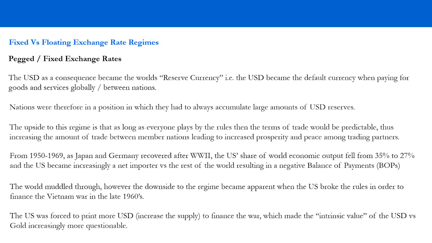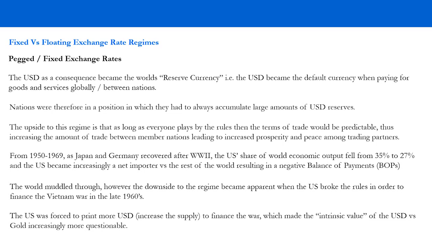Now, the upside to a regime like this is as long as everyone plays by the rules and the terms of trade, then the terms of trade would be predictable. So that would actually increase the amount of trade between member nations, leading to increased prosperity and potential peace amongst the trading partners. But there was a problem.